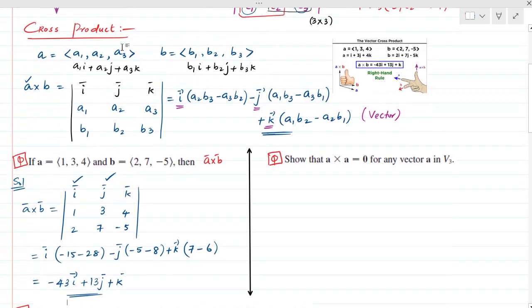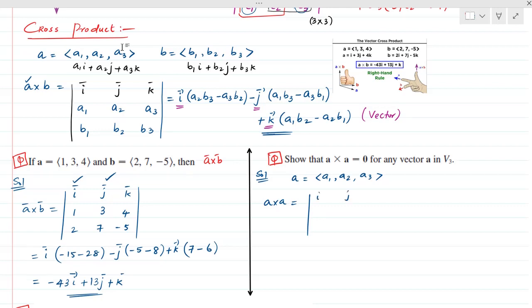Now I have to prove this one: A cross A should be equal to 0. So how will you prove this one? This is very simple. I will take the A vector as A1, the general vector, A2, A3. And I want to take the cross product of the same vector. So let us check what happened.